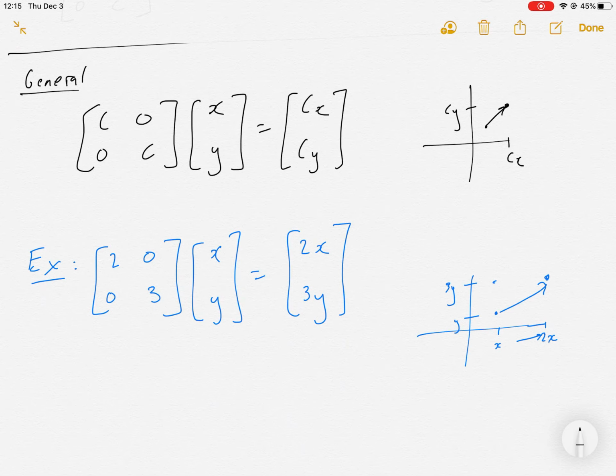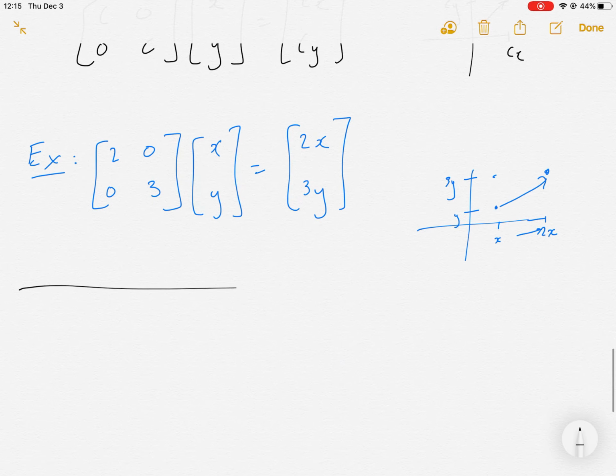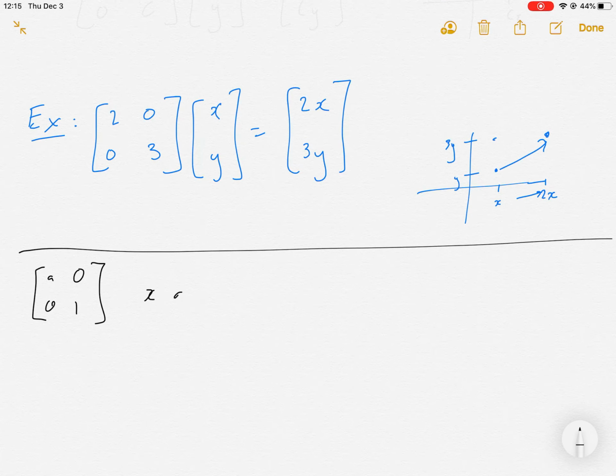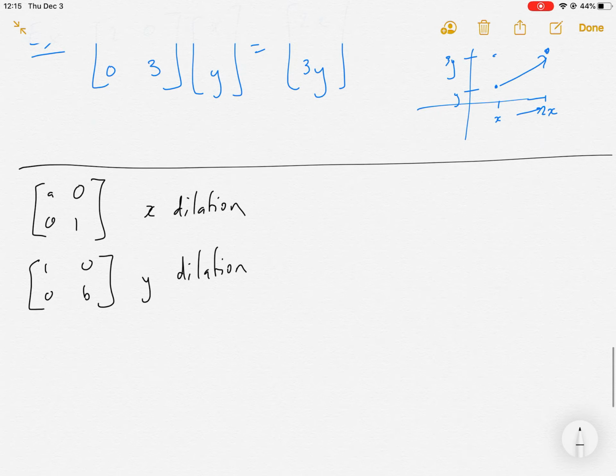So if you see a matrix in any of those formats, now you know that that would be an x dilation. This one would be a y dilation. And then finally, if you have the same number on both of those spots, this is just dilation with respect to the origin.